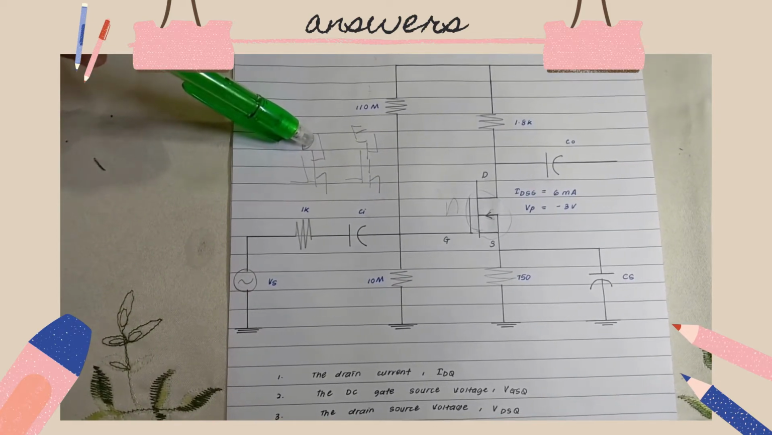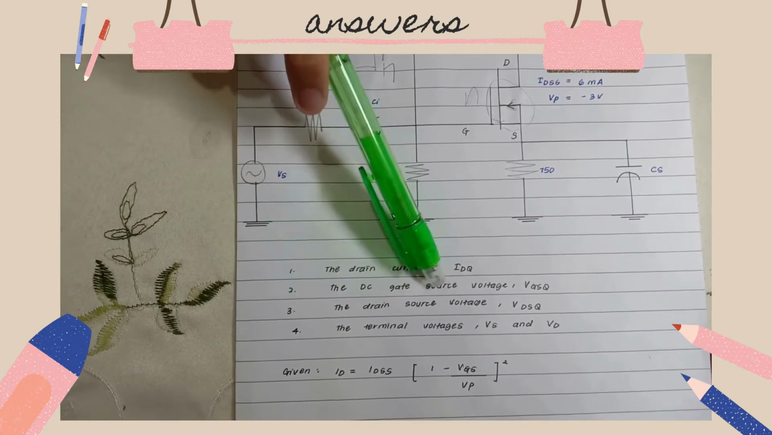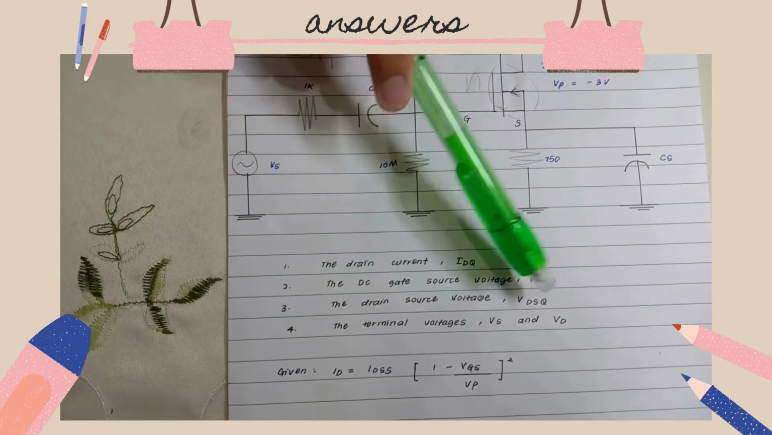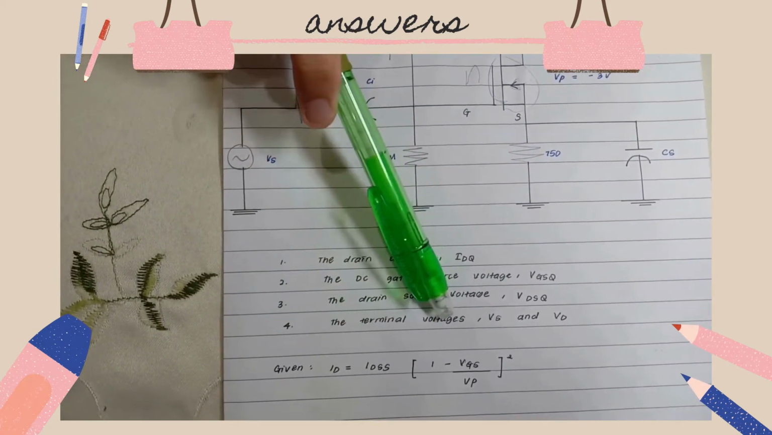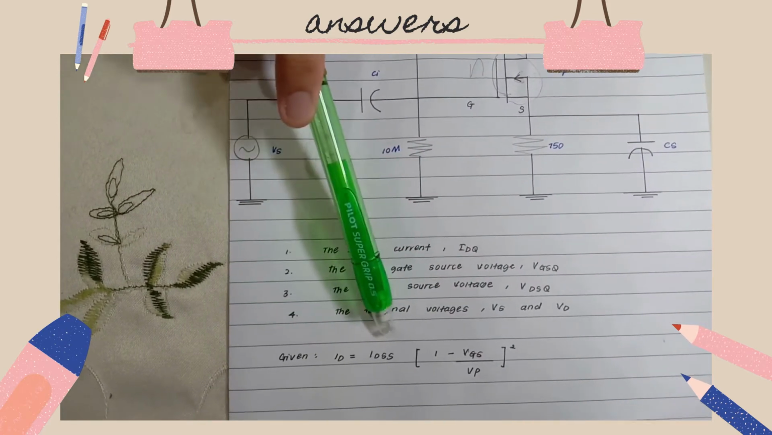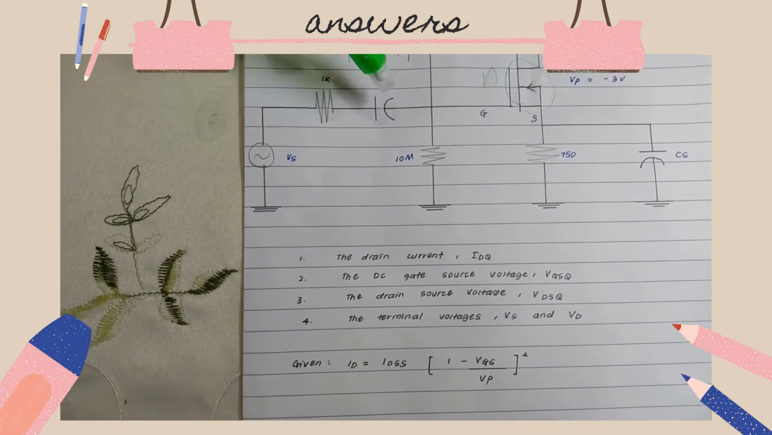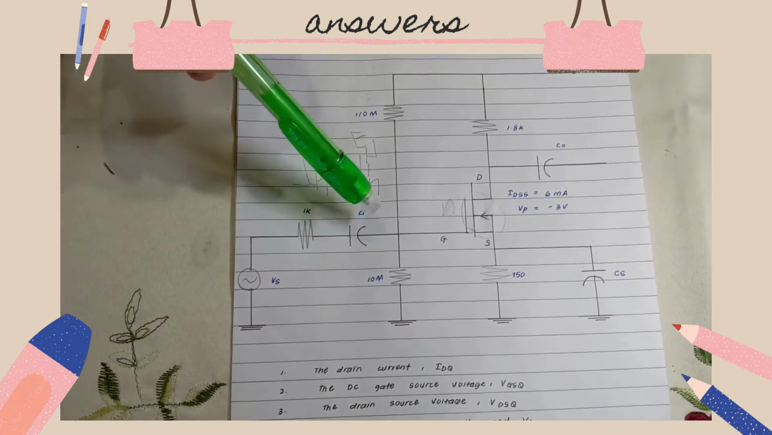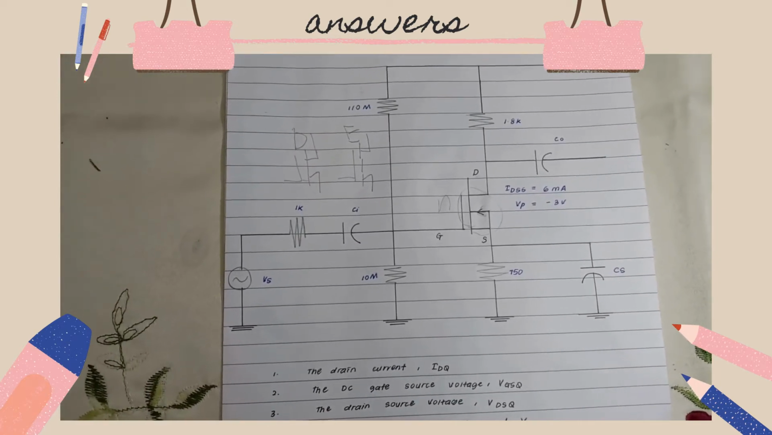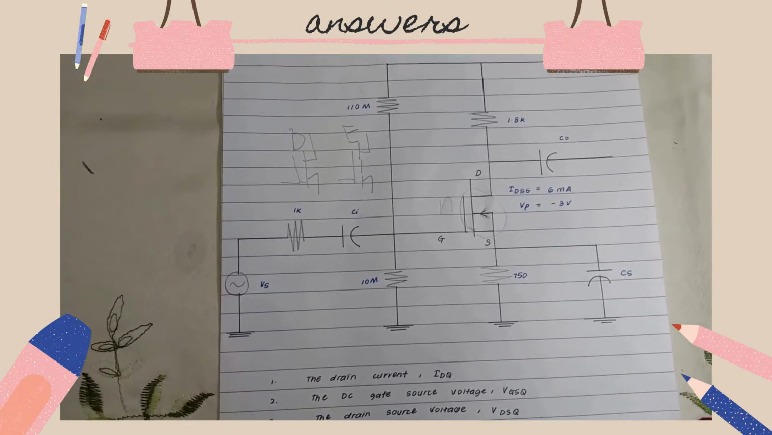The question asks to find the drain current IDQ, the DC gate source voltage VGSQ, the drain source voltage VDSQ, the terminal voltage VS and VD. And it also gives the formula to find the ID. The FET we can find either using graphical method or mathematical method, but Sir Zahari suggests to use graphical method as it is easy to use.